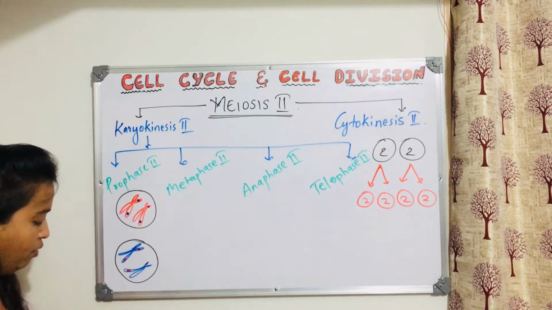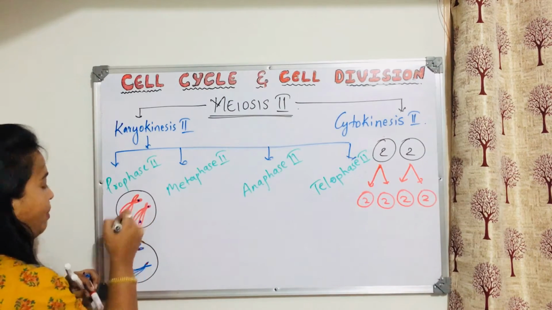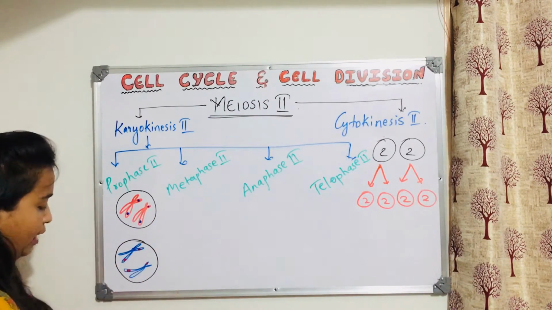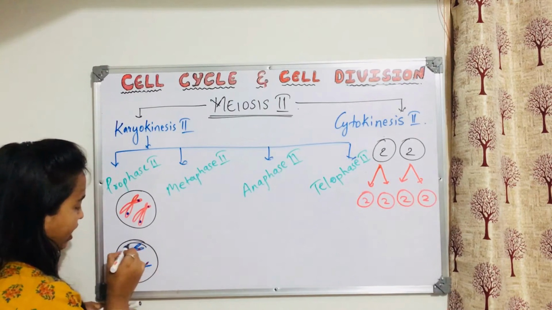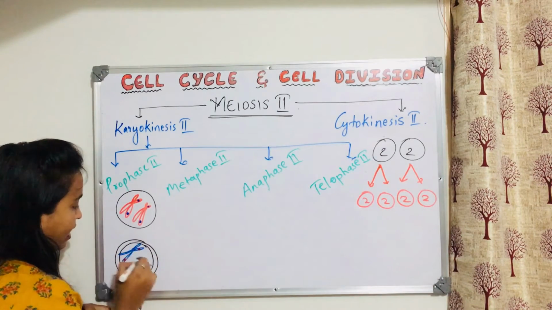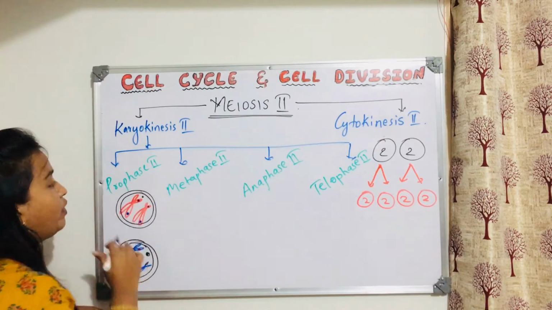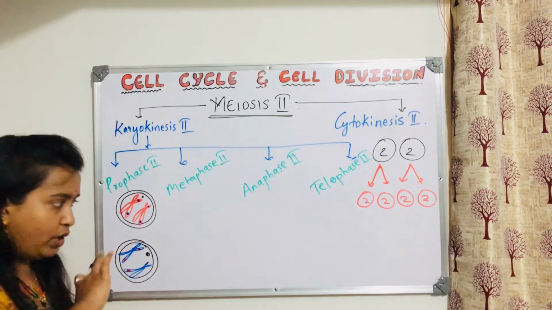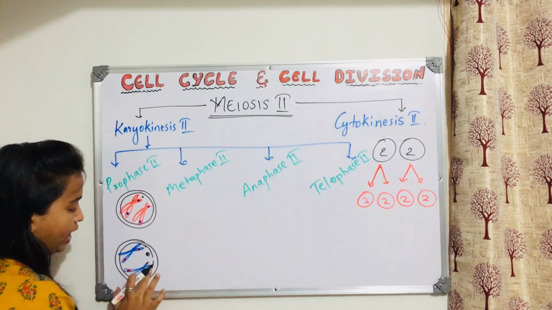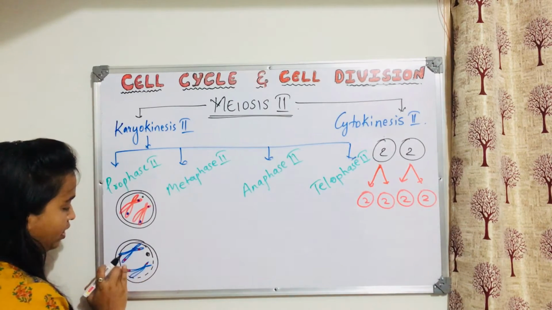Okay. Now, in prophase 1, you know that there will be a nucleus, a nuclear envelope, and a nucleolus. Here also there is a nucleus and a nuclear envelope. What will happen in prophase 1? The nuclear envelope will start disintegrating slowly. Yes or no? This is what is happening here.